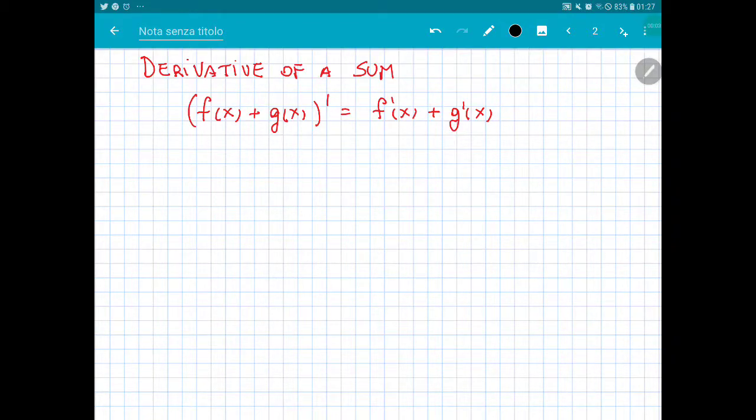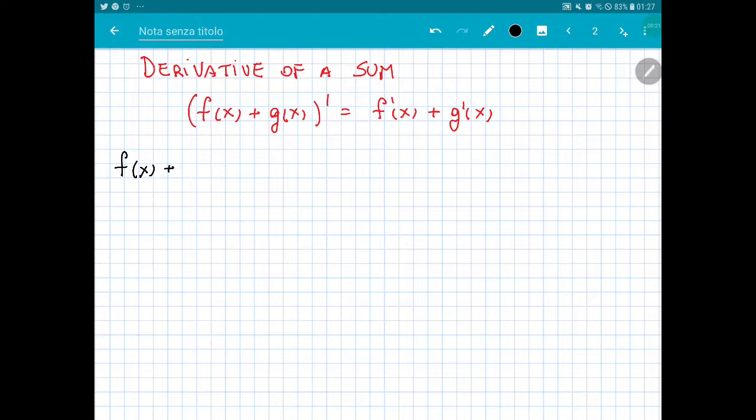Now we're going to prove that the derivative of a sum is equal to the sum of the derivatives. So if you're taking the derivative of f of x plus g of x, then this is equal to f prime of x plus g prime of x. So let's prove it using the definition of the derivative.